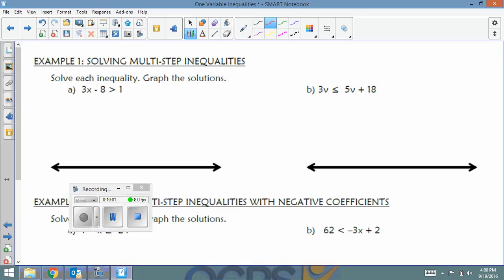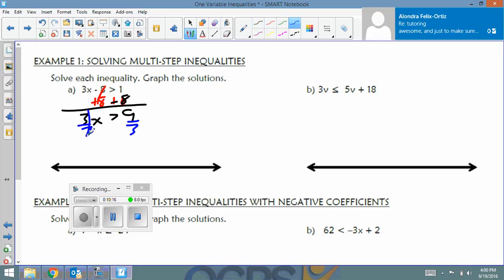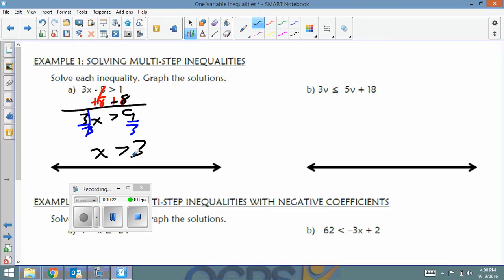So first step here, we're going to add 8 to both sides. So we get 3x is less than 9. We're going to divide both sides by 3. Was the number in front of x negative? The answer was no, so we're just going to do x is greater than 3. Nothing changes.